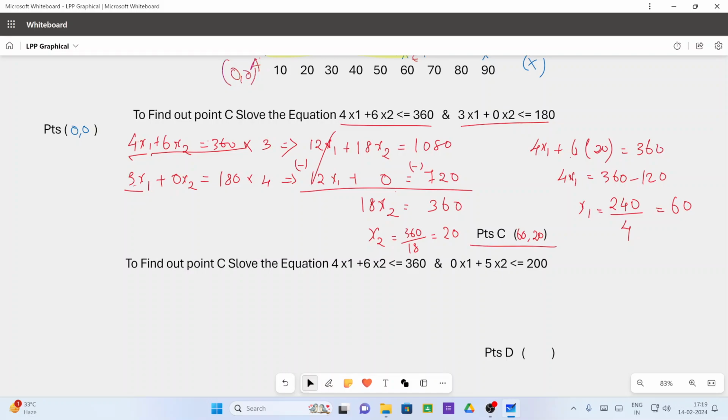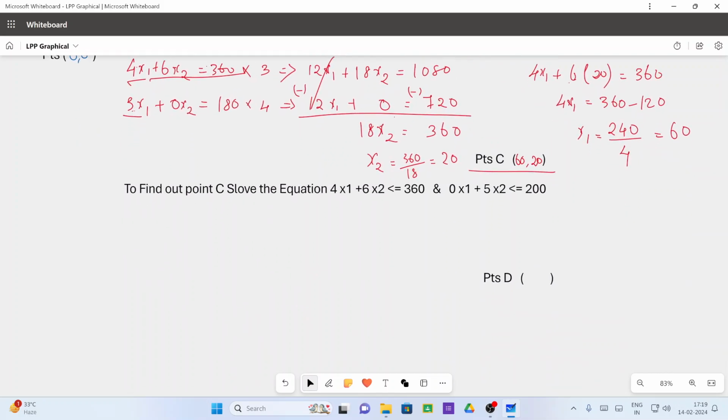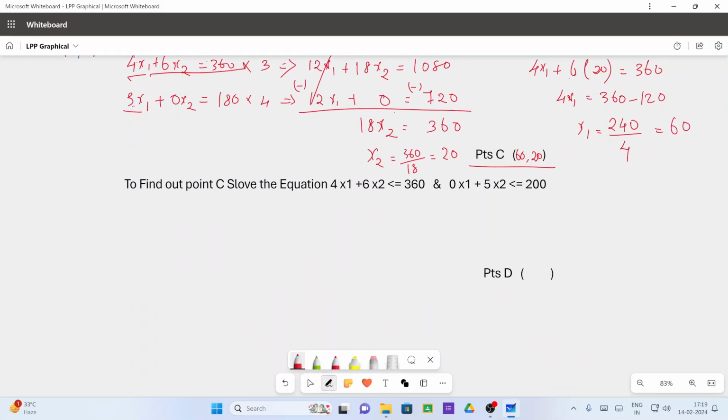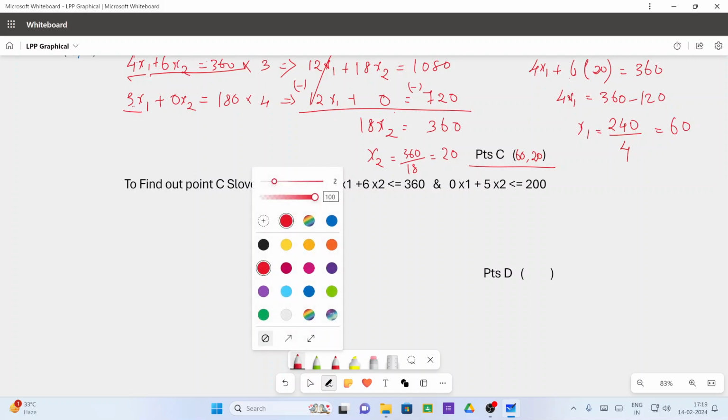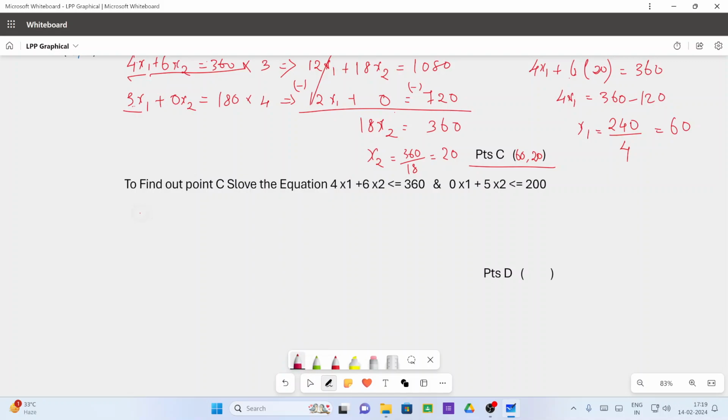The same way we have to do it for point D as well. For point D we have to solve these two equations. Let us write the equations. 4x1 plus 6x2 equals 360, and the second equation is 0x1 plus 5x2 equals 200. Now we cannot make x1 equal, so we need to make x2 equal, because this value is 0, so we cannot make x1 equal.